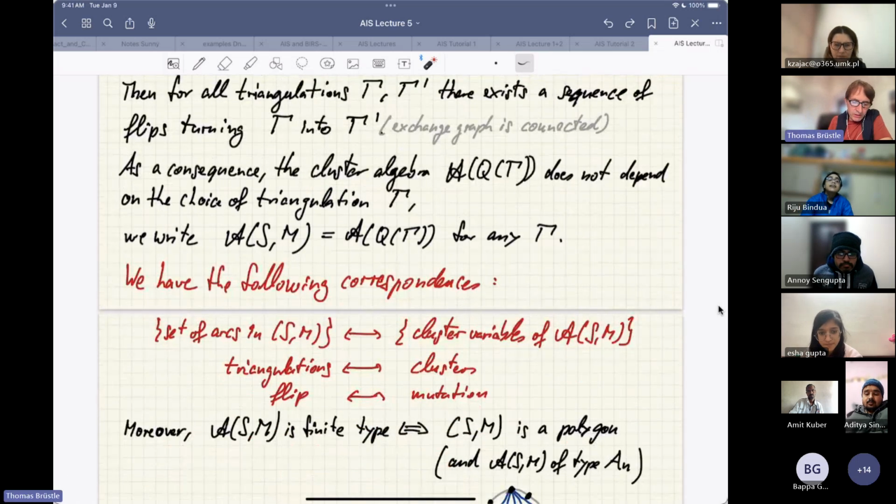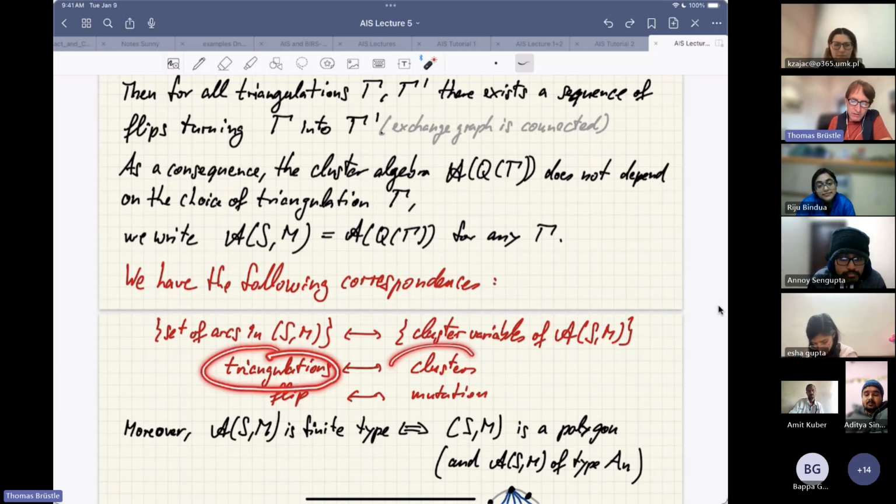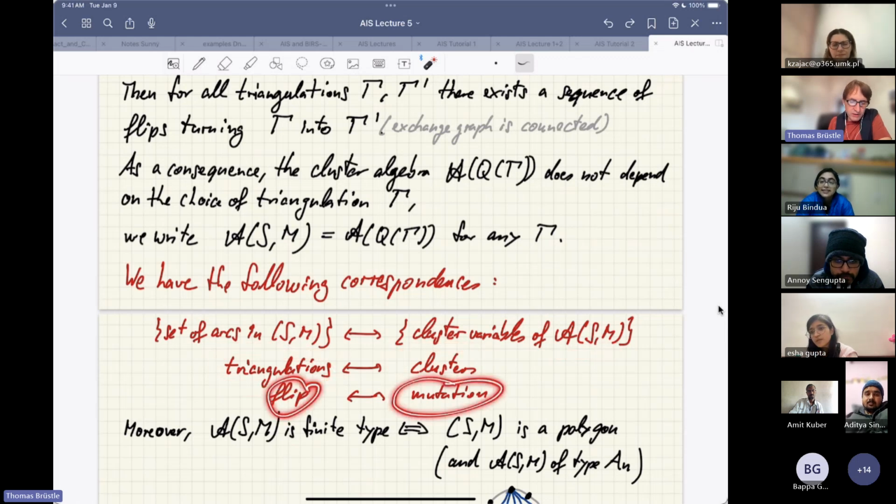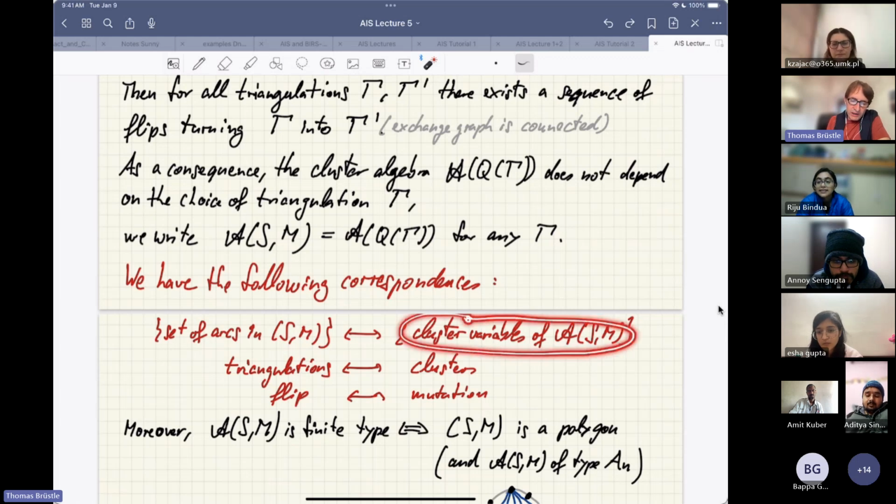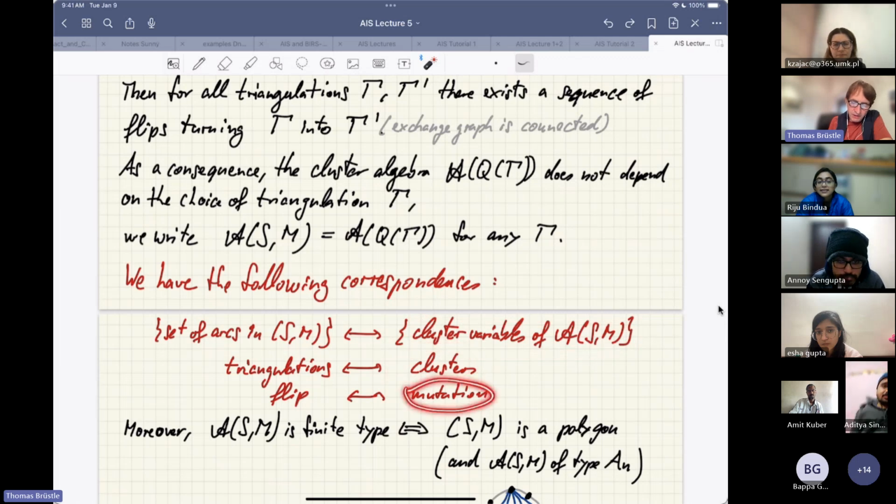Under our combinatorics, we see that the triangulations of the surface correspond to the clusters in that cluster algebra. The flip corresponds to mutation. This is what we said. And the set of all cluster variables is the set of all variables that are obtained from an initial cluster by doing all mutations. But if you do that, you will exactly produce all possible arcs, because we said in the beginning any arc is contained in some triangulation. So it must be reached by iterated mutations at some point.